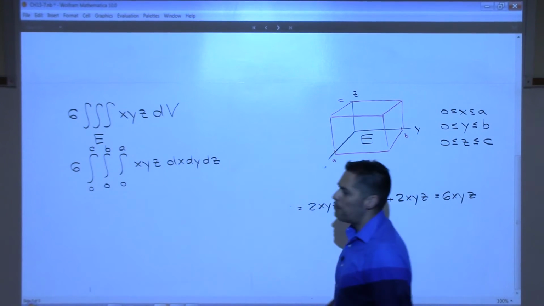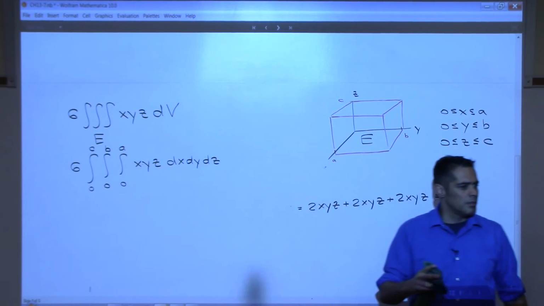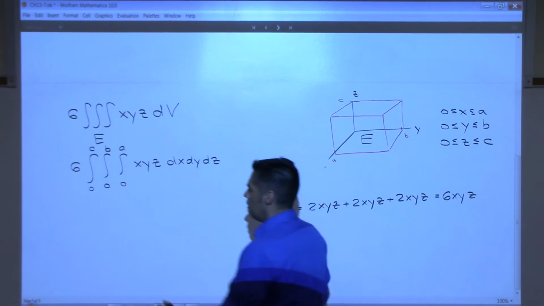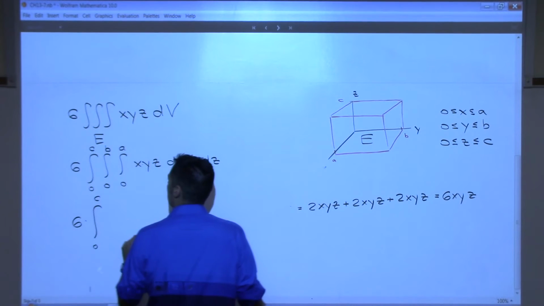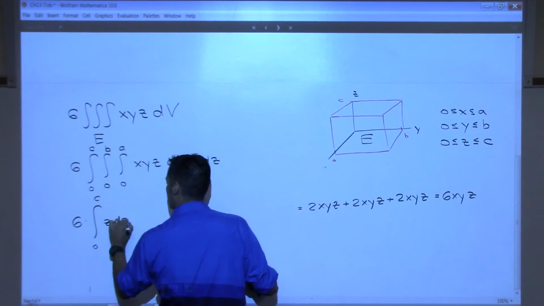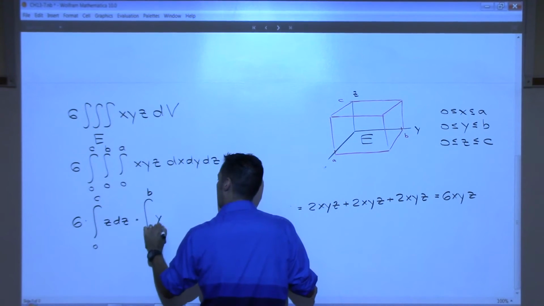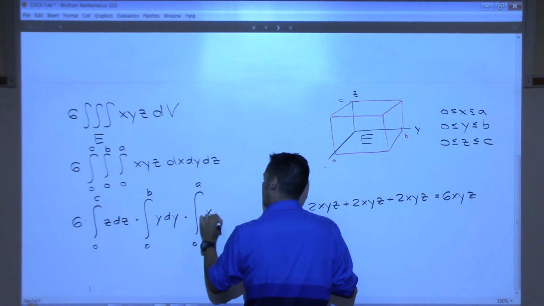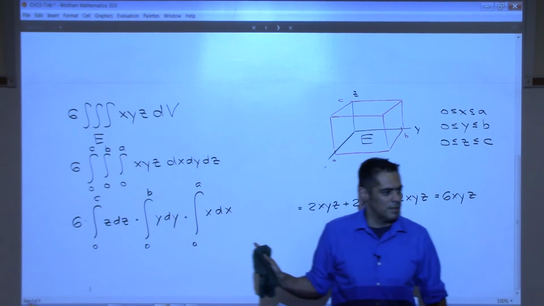Since these are all separated by multiplication, can I break this into 3 integrals and multiply them together? Yes, or I could just do it all at one time. I'm going to break it apart. I'm going to have 6 times the integral from 0 to c of z dz times the integral from 0 to b of y dy times the integral from 0 to a of x dx. And you don't get 6s on each one of those, right? It's just 6 one time.